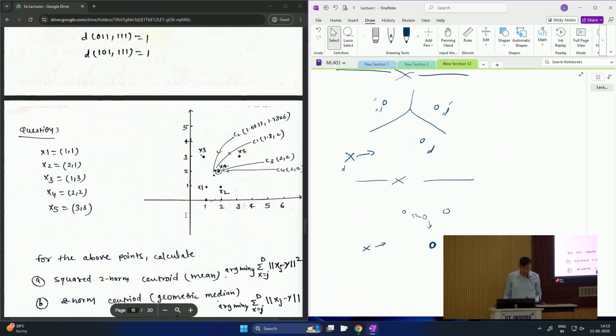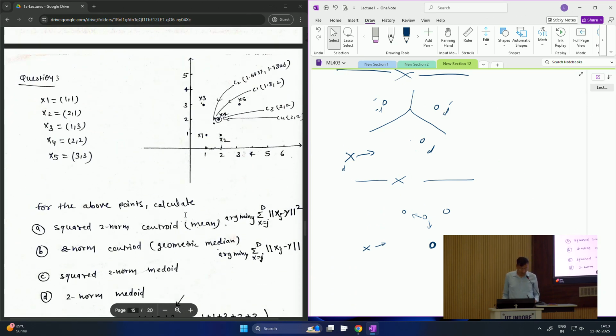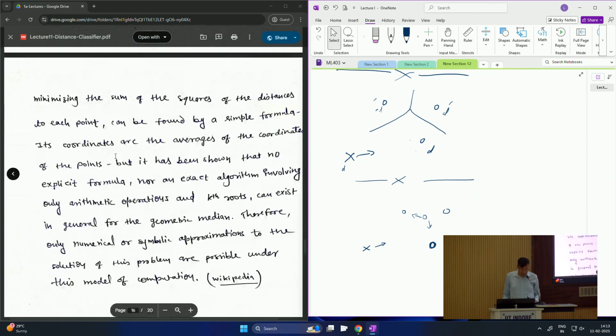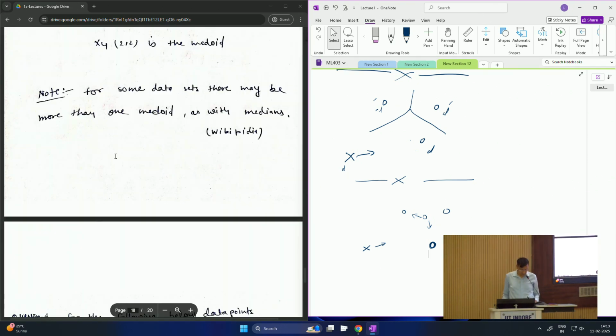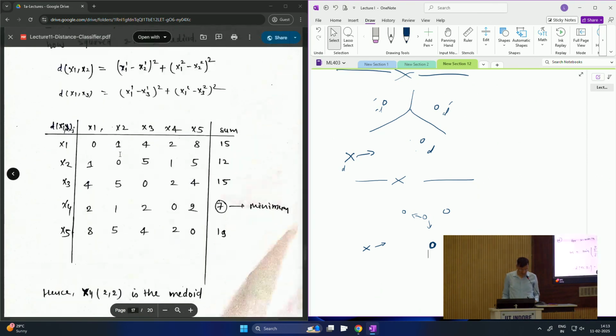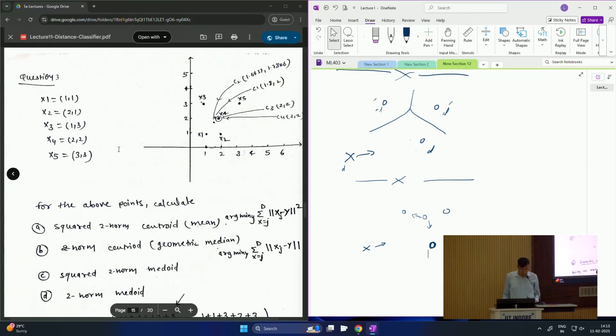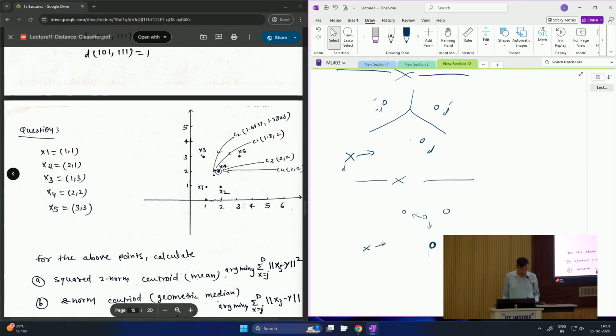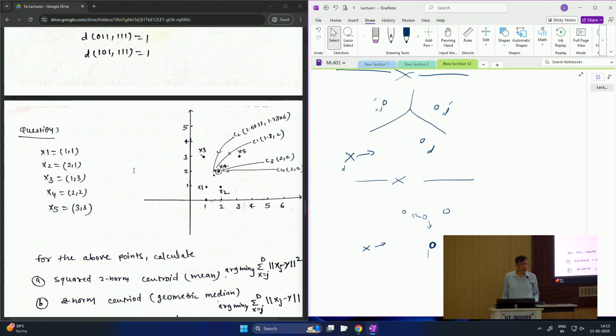Okay, next one. So this also you can try to do. Let me see how many problems we have. This is the last one. So this problem says you're given this set of 5 data points. Can you write these points and then compute the values? 1 1, 2 1, 1 3, 2 2, 3 3.